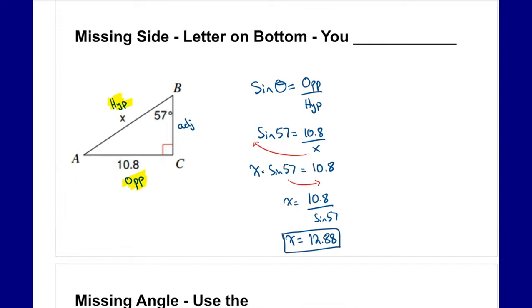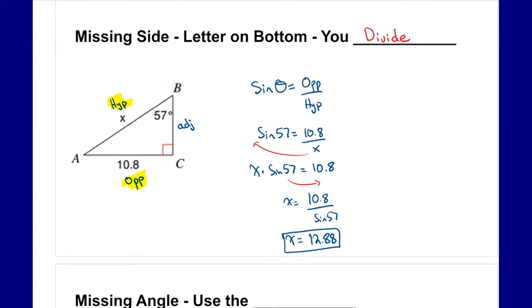So what's the difference between when the variable is on the bottom and when the variable is on the top? What are we doing differently? Well, what's happening is we are actually now dividing. Let me keep it color coordinated. We are dividing. So when we have the letter on the bottom or the variable on the bottom, we want to make sure that we divide.